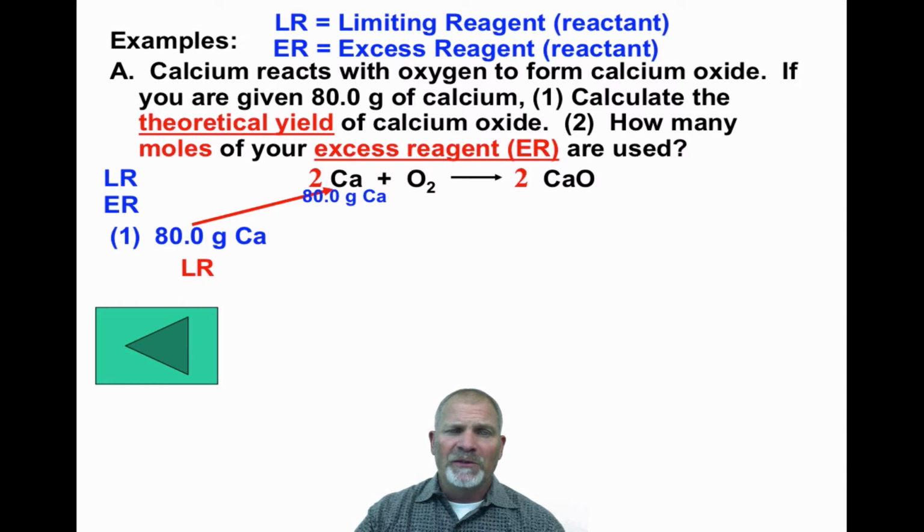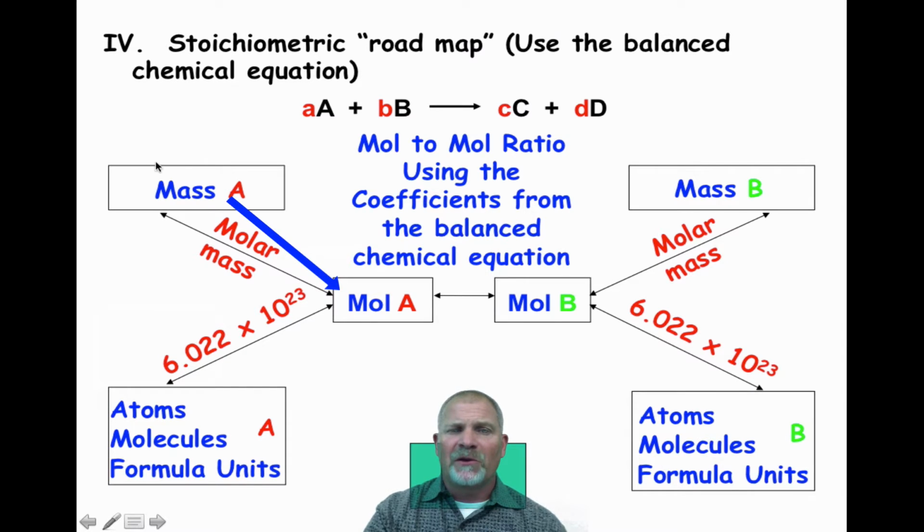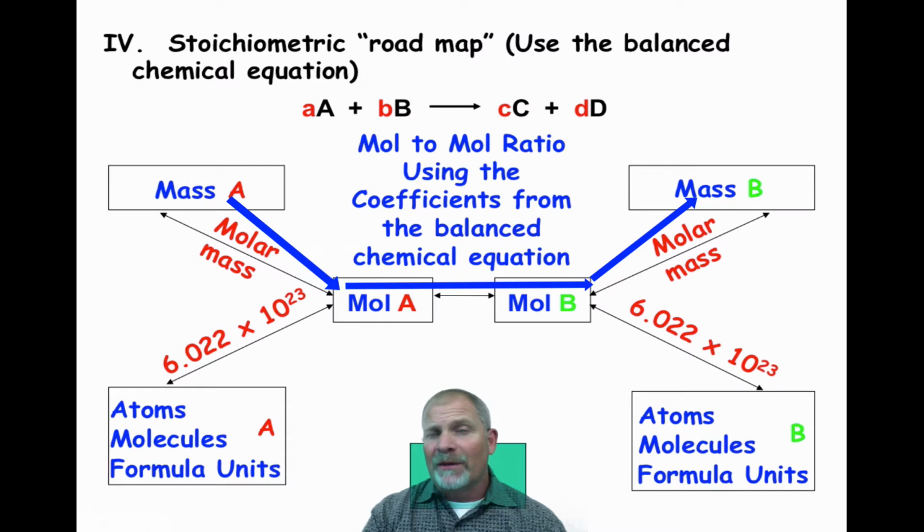So I start with my limiting reagent. I got my 80 grams from the problem. The first step here is molar mass. We go back to the roadmap. We see that the first step is you go from mass to moles using molar mass, and we get molar mass from the periodic table. Once we get to moles, I'm going to go from moles to moles using the mole to mole ratio in my balanced chemical equation. And then I'll head back out to mass using molar mass. But this time I'm on the calcium oxide side, so I'm going to use the calcium oxide molar mass.